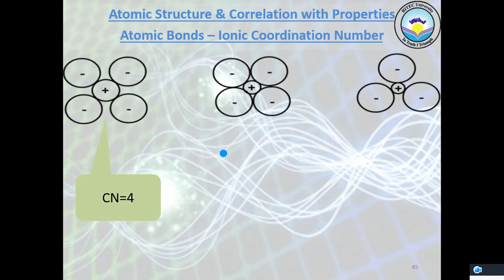So here we can see the ionic coordination number, the central atom surrounded by, for example a cation is surrounded by the anions, and we can see here we have coordination number 4: 1, 2, 3 and 4, and the center atom here again has coordination number 4, and in this case we can see the central atom is surrounded by 3 atoms, so coordination number will be 3.